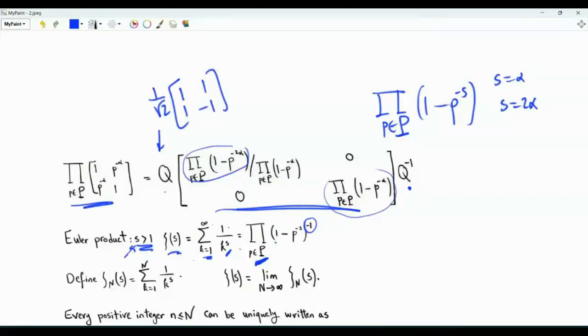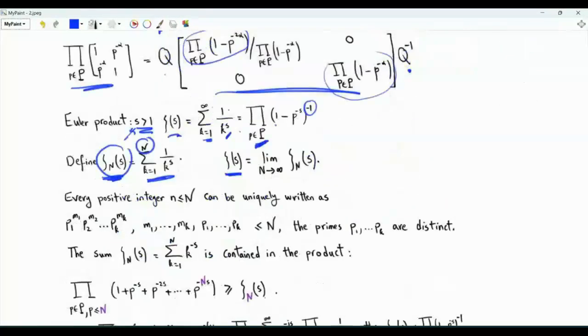For completeness, let's derive the Euler product formula. Define the partial sum zeta sub N of s. It's the sum all the way to big N. The Riemann zeta function, zeta of s, is the limit of zeta N of s as N tends to infinity. We take for granted the fundamental theorem of arithmetic. Every positive integer can be uniquely written as prime p1 to the m1, prime p2 to the m2, all the way to pk to the mk.